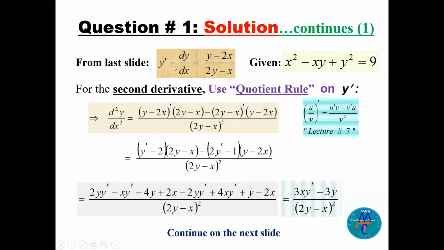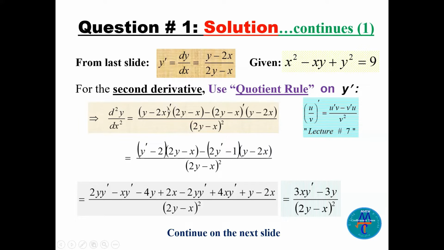From the last slide, this is y prime, and this is the given equation. Let's find the second derivative. Here we have to use the quotient rule on y prime. So the second derivative will be u prime v minus v prime u, divided by v squared. This is lecture number 7 in Calculus 1. You can check that if you like.